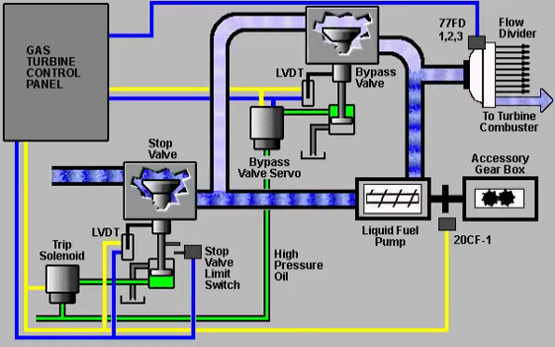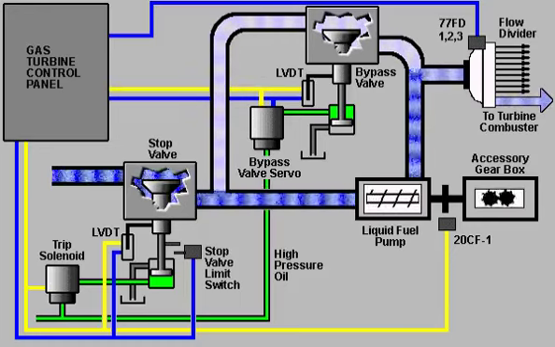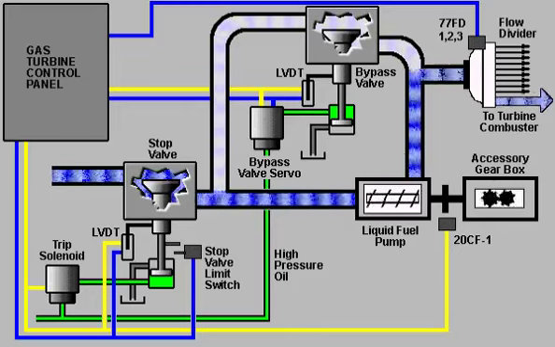As turbine shaft speed and load increases, the servo valve continues to receive signals to send more hydraulic oil to the bypass valve cylinder, closing the valve. This sends more fuel to the combustors. The control and feedback signals continuously adjust the valve as required by the control system.